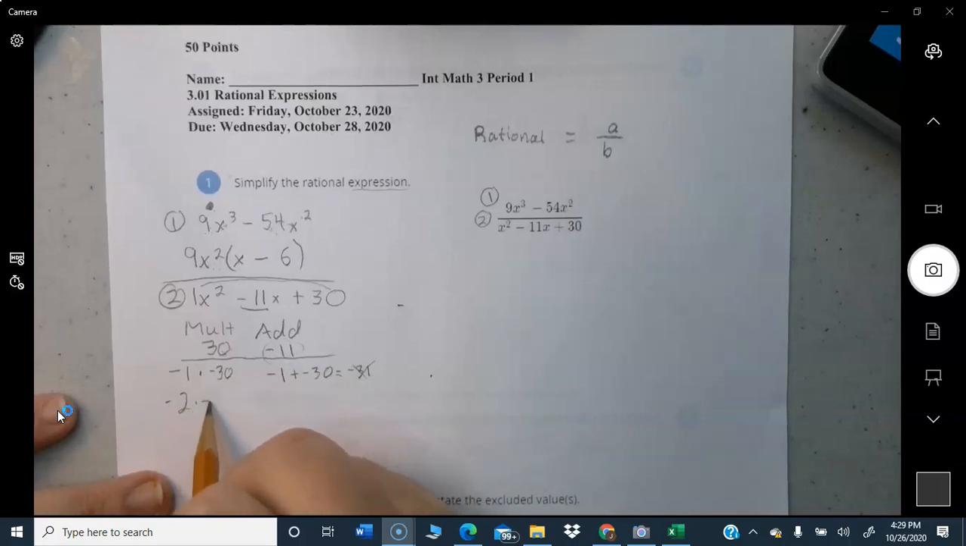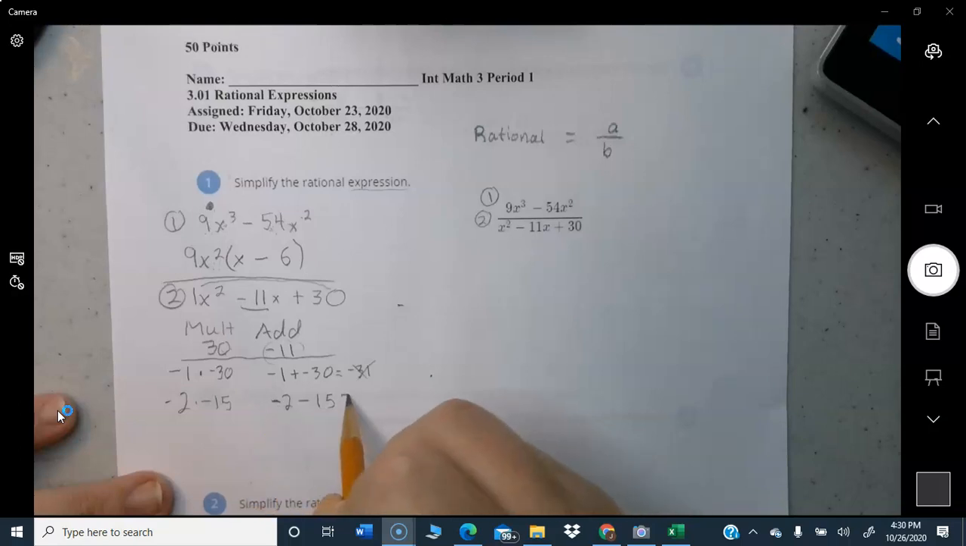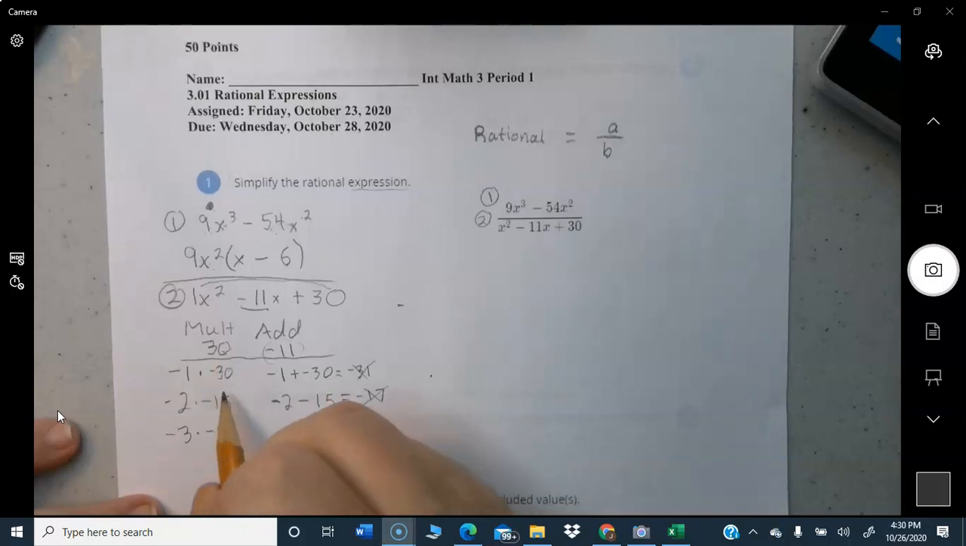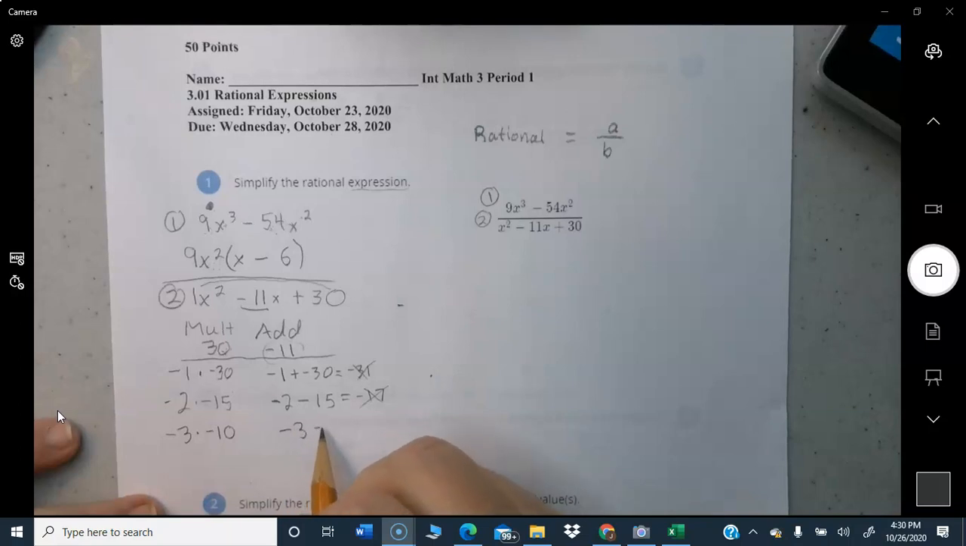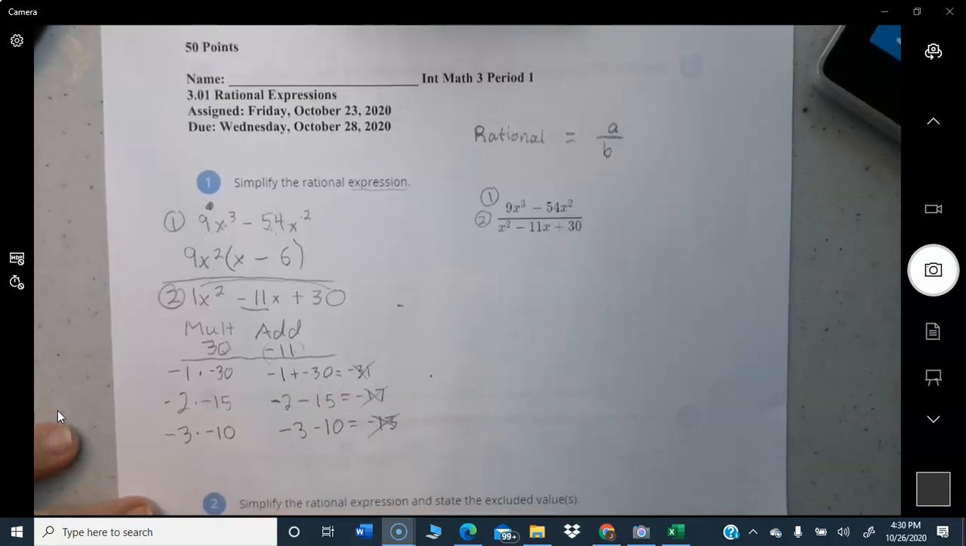Negative 2 times negative 15. Negative 2 minus 15, or plus negative 15 if you want to call it that, is going to equal negative 17, and that's no good. We need negative 11. Negative 3 times negative 10 gives you positive 30. All of these have to multiply to be positive 30. And negative 3 minus 10 equals negative 13. We're getting close, but we're not there. That's not negative 11.